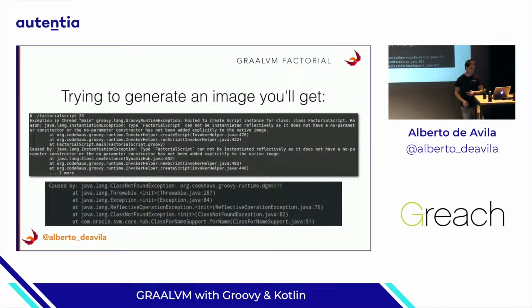But what will you get? When you try to execute the previous code with Groovy, it works perfectly. But if you try to generate an image with GraalVM, or if you try to execute the Graal image, if you get the image working, you will get some exceptions like that. So let's see how we can fix those exceptions.